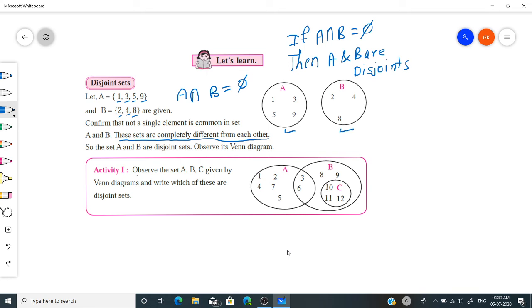Then activity: observe the sets A, B and C. There is the set A, here is the set B and here is the set C, given by Venn diagrams. Write which of these are disjoint sets.